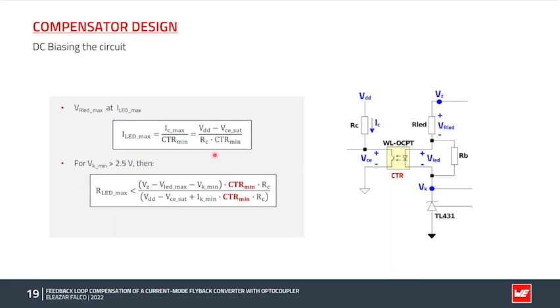Doing some circuit analysis, we will get to this expression for the maximum LED resistance to ensure that the cathode voltage of the TL431 stays above 2.5 volt. All values here in this expression are known with the exception of the minimum CTR of the optocoupler. Let us see now how we can estimate the CTR range to consider in this design.